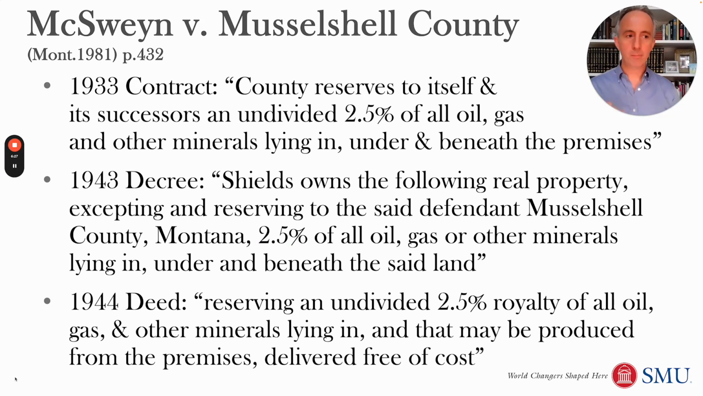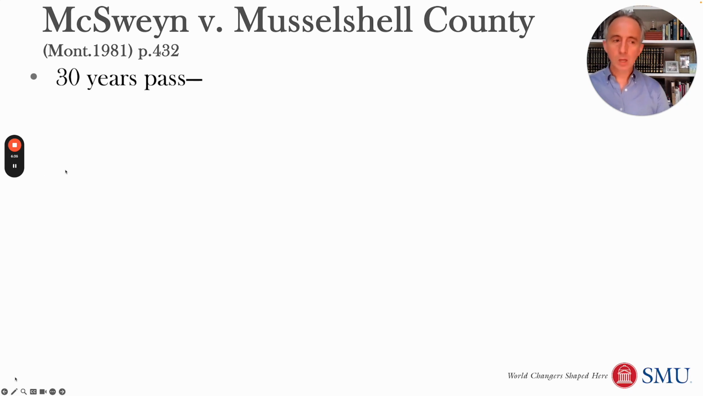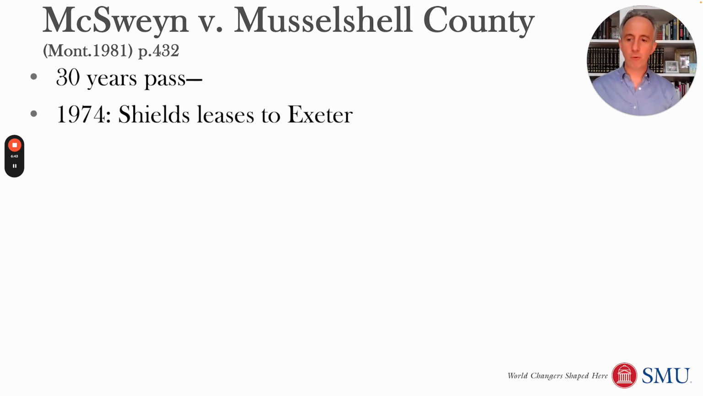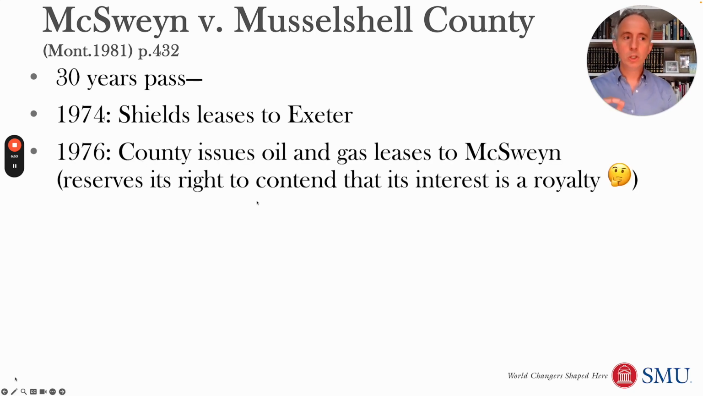Now, we'll consider the importance, as we think about this case, of that distinction between a royalty interest and a mineral interest. So, 30 years pass from that initial sale, right? Those were in the 40s. Now we're in 1981. In 1974, Shields leases to Exeter. So the owner of everything else, not the county, leases to Exeter. The county issues an oil and gas lease to McSwine. But when it does that, it says, we reserve the right to contend that our interest in this land is a royalty. Okay, what's going on here?